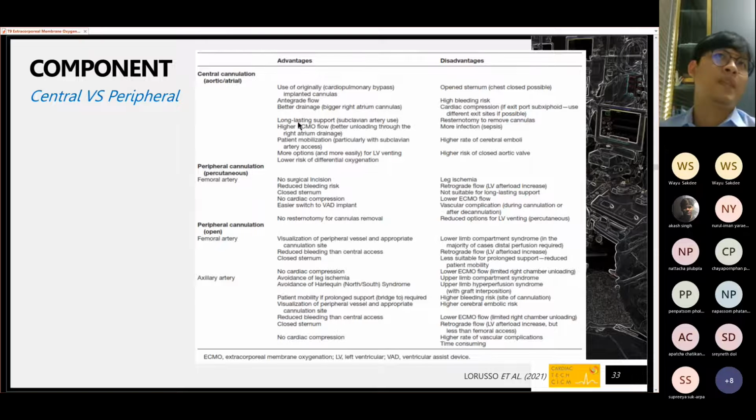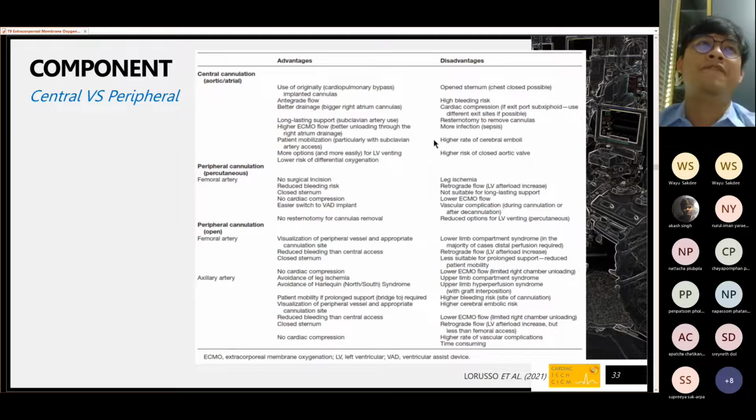Think about the normal physiologic direction. The flow from the LV goes to support the systemic circulation, flowing on the aorta, right? So if we cannulate the aortic cannula on the ascending aorta, same as the CPB, it's going to be the same direction.